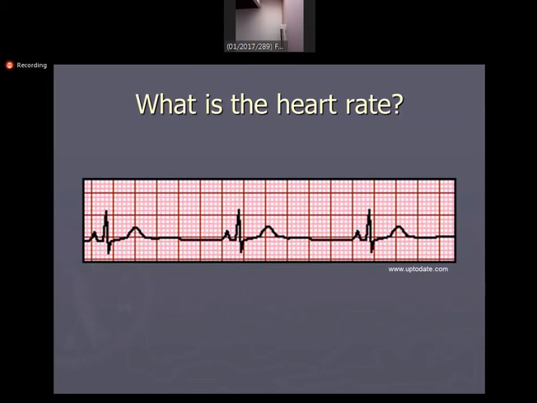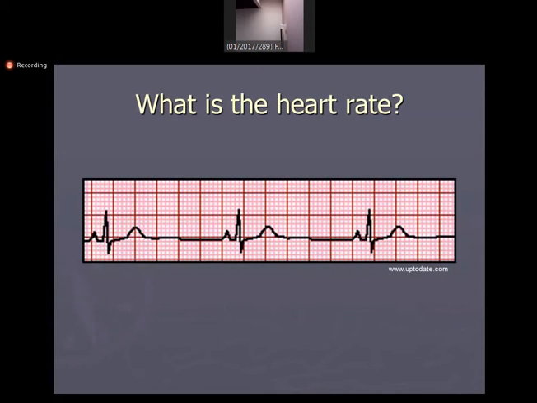Now, how many large squares are here in this strip? 1, 2, 3, 4, 5, 6, 7, 8, 9, 10, 11, 12, 13, 14, 15, 16. We can say here are 15 large squares. 5 large squares means 1, 2, 3, 4, 5, 1 second. 1, 2, 3, 4, 5, 2 seconds. 1, 2, 3, 4, 5. It means you can see it is a 3-second strip.